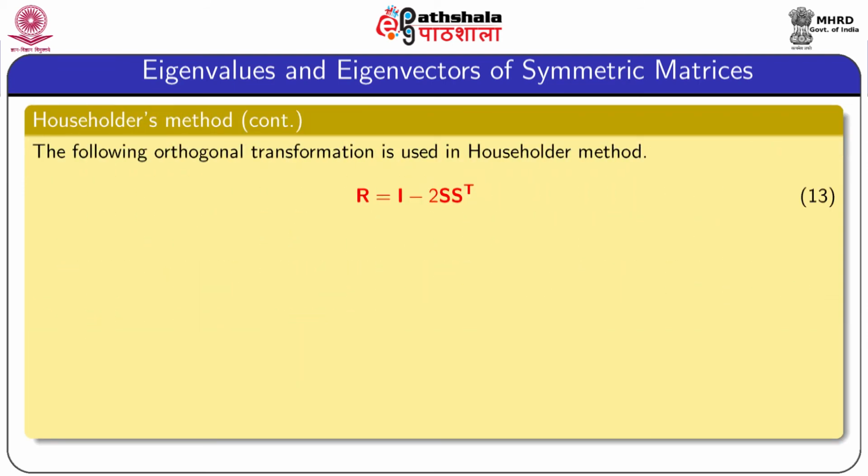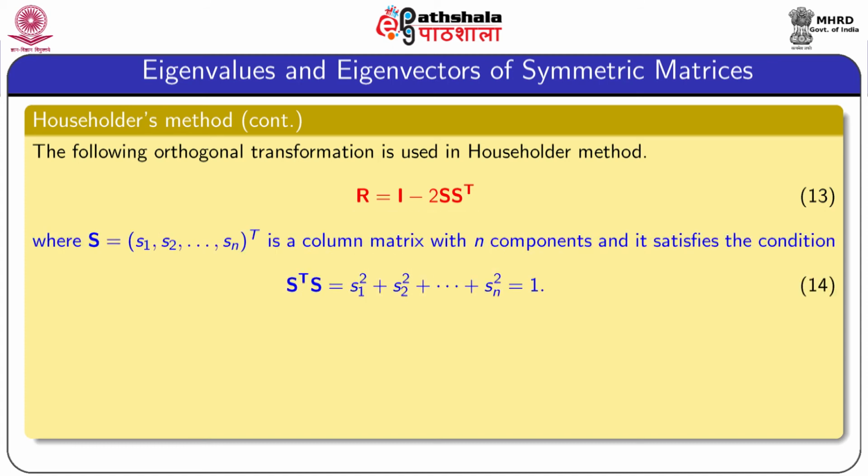Now, the following orthogonal transformation is used in the Householder method. The transformation formula is given by equation 13, that is R equal to I minus 2 S S transpose, where S is a vector given by this relation, that means S equal to (s1, s2, up to sn) transpose. That means S is a column vector or column matrix containing n components, and the elements of the vector S must satisfy the condition given in equation 14. That means S transpose S equal to 1, that means the sum of the squares of the elements of S is 1.